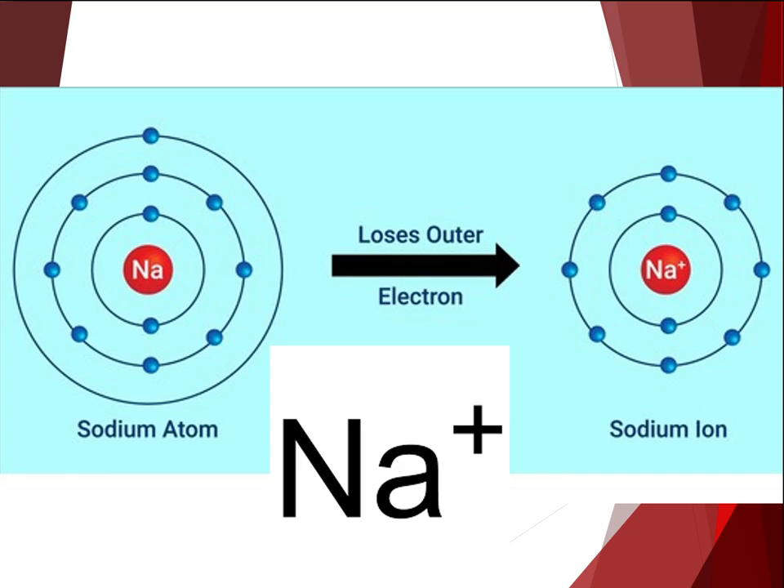Metals such as sodium typically lose electrons to form a complete valence shell. Therefore, metals usually form positively charged ions.